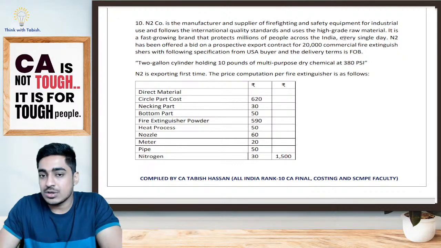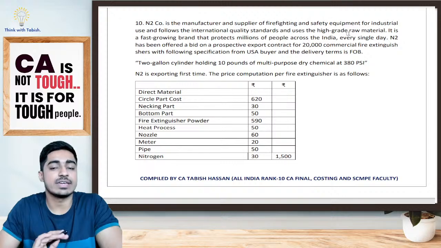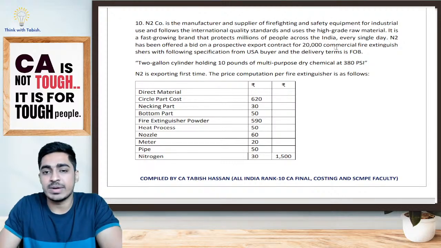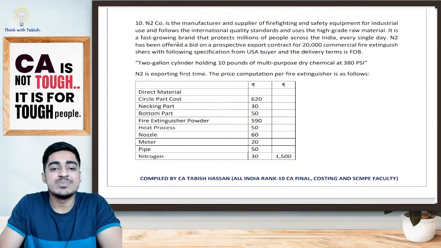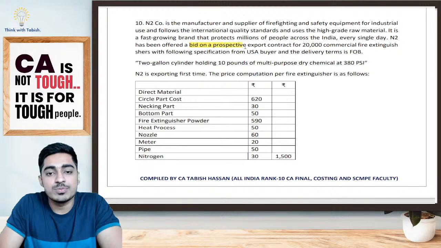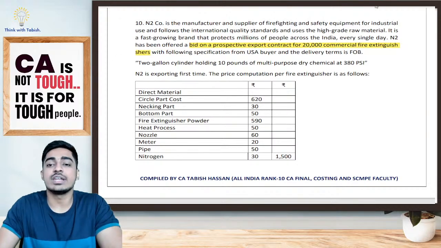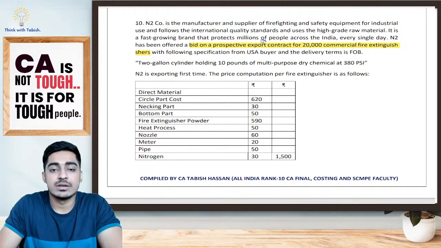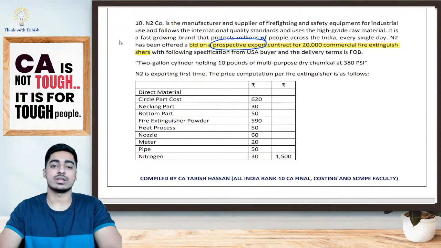It follows international quality, uses high grade raw material. Okay, we are a company. It is fast growing brand. Okay. N2 has been offered a bid on a prospective export contract for 20,000 commercial fire extinguishers. Yes, what has happened? Yes, we got an export order. We are getting an export order.